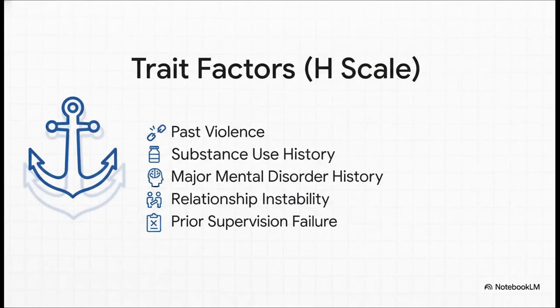So these are the trait factors. This is what's called the historical or H scale. You can think of these as the anchor for the entire assessment. They represent a person's baseline risk based on their past. And the key thing is, this stuff generally doesn't change.